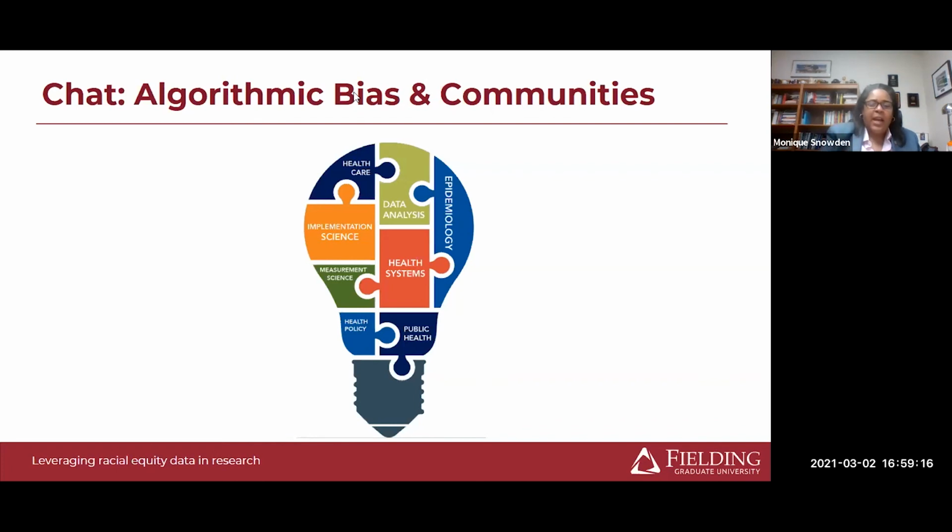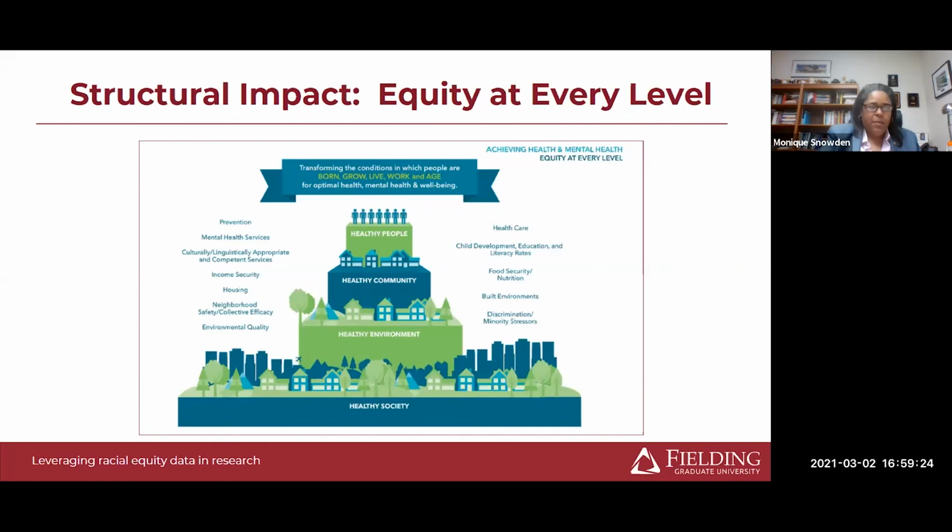So, I know that we're just about at time. And so I just have one last slide, and it speaks for itself. But I will call out structural impact. This is what we're trying to have: equity at every level. And I love this diagram, which I did not create, but when I saw it, this notion of transforming conditions in which people are born, grow, live, work, and age for optimal health, and seeing this at every level, the base of it being a healthy society, and on that, a healthy environment built on top of that, and a healthy community and healthy people.